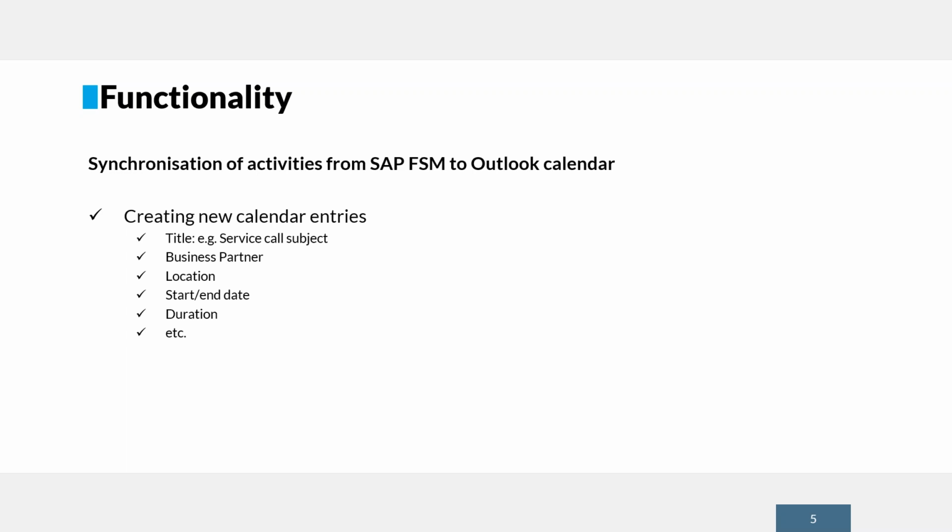But we do not only create the entries, we also update them. So whenever there is a change to the service call, meaning times change, location changes, whatever, the update will be reflected in the calendar entry as well. And same goes for the deletion. So when you unassign a certain activity from a technician, it will also delete the calendar entry in the Outlook app.